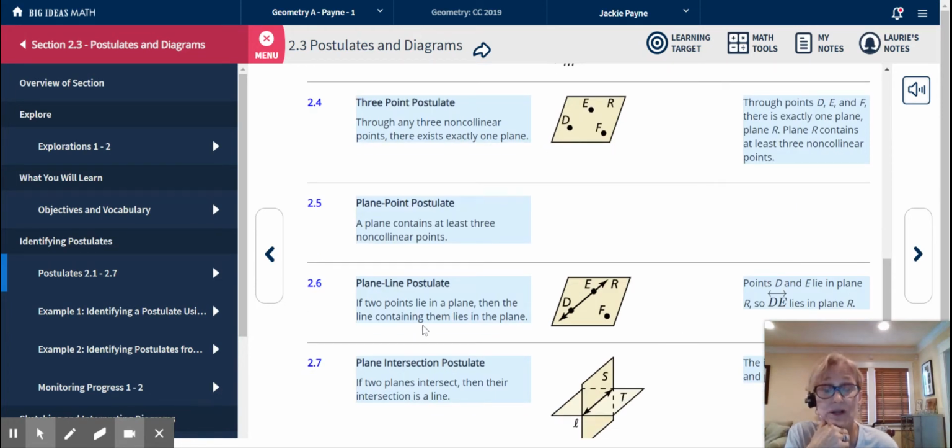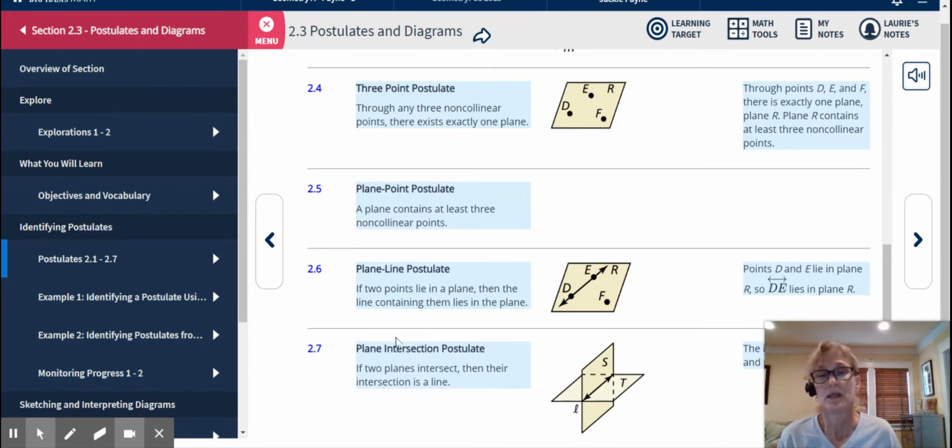The plane line postulate, if 2 points lie in a plane, then the line containing them lies in the plane. So this is like a piece of paper with a line drawn on it. And that line is in the plane, exactly. So points D and E lie in plane R, which means the line DE lies in plane R. I'm going to move this over a little bit. Okay, the plane intersection postulate says if 2 planes intersect, then their intersection is a line.